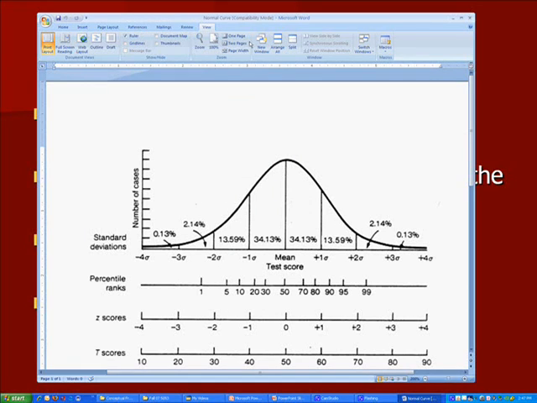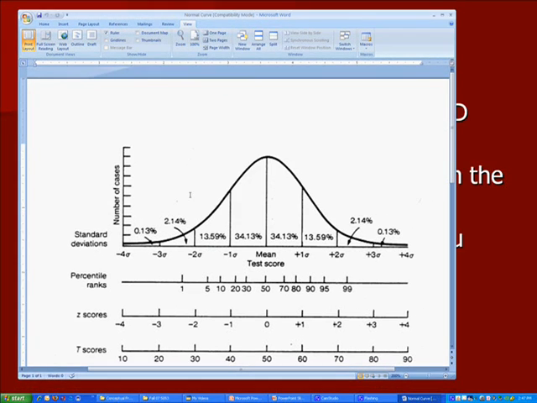And this is the same thing. This is a normal distribution, and you have a mean score, which is the score right in the middle. So we're going to take IQ scores as just an example. The average IQ score, the mean score, is 100.